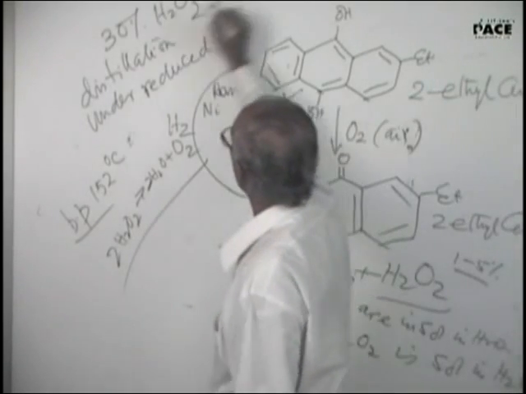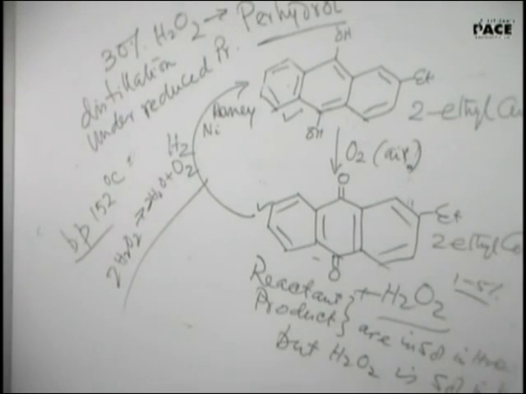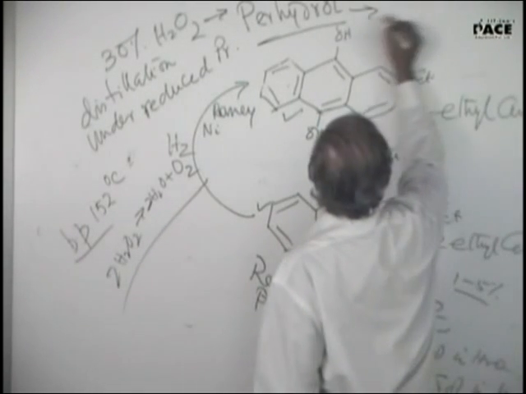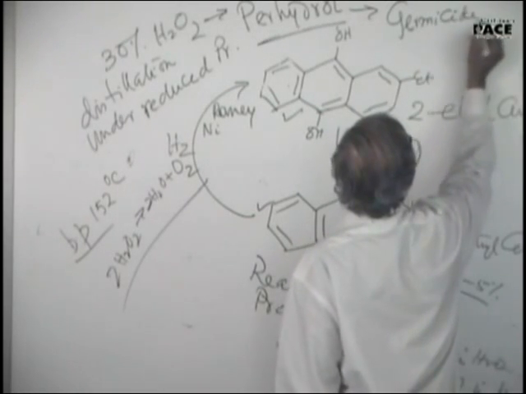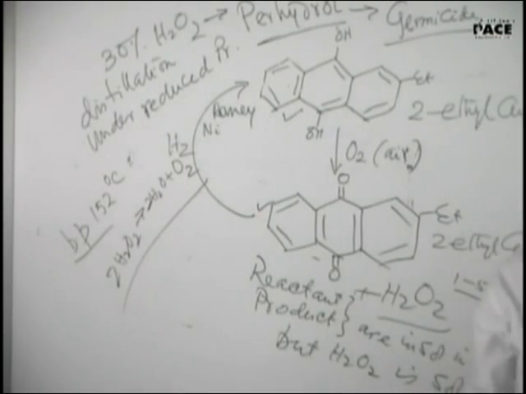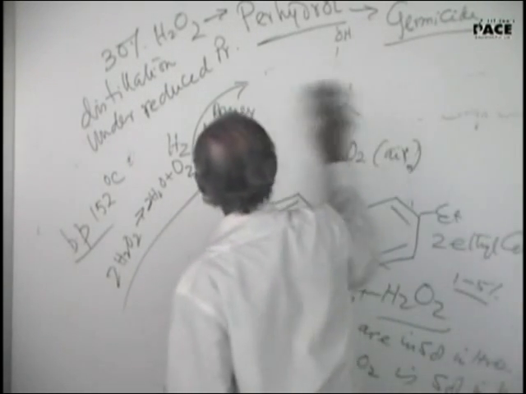30% strength of hydrogen peroxide is known as perhydrol, which is a germicide, an antiseptic agent which will kill germs. Yes, sir.